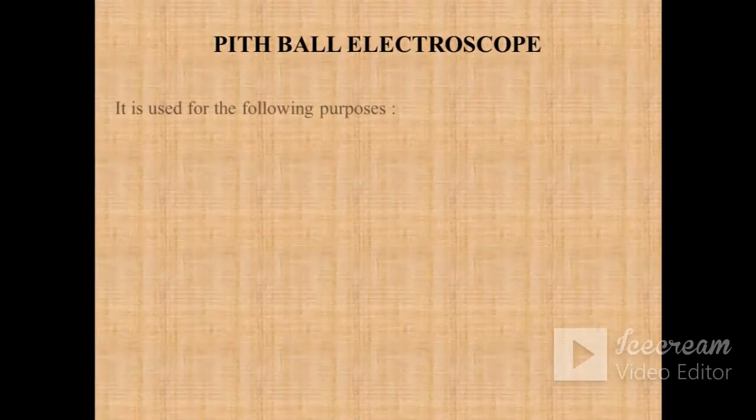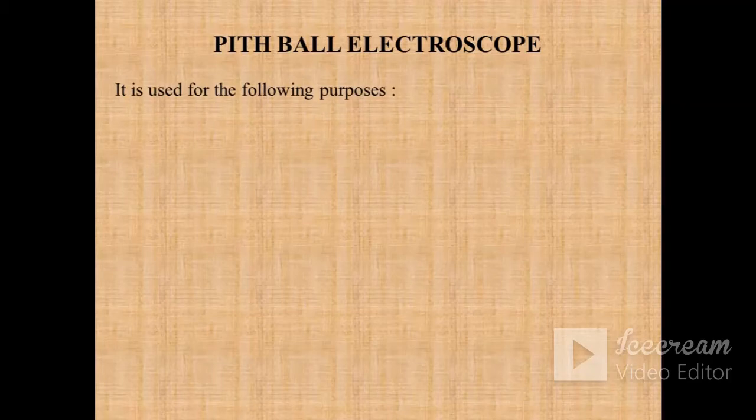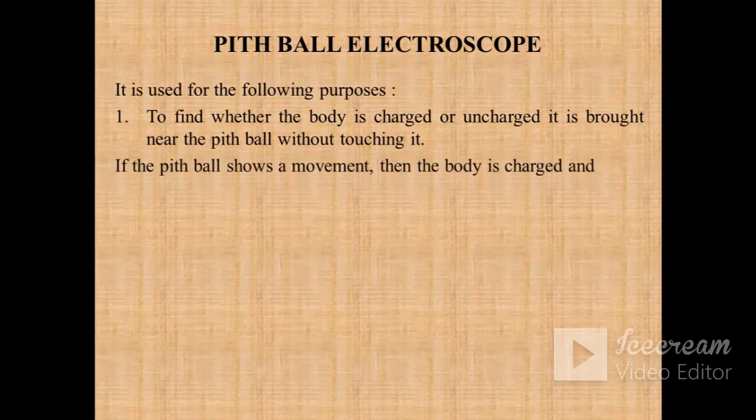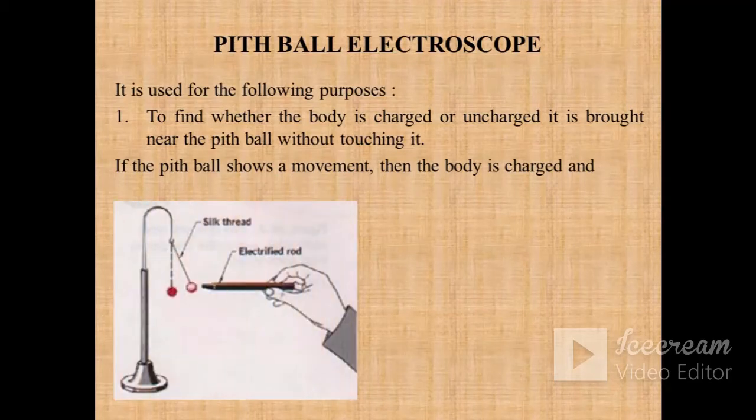Now it serves the following purposes. First is to find whether the body is charged or uncharged. And how is it tested? The body is brought near the pith ball without touching it. If the pith ball shows a movement, then the body is charged, like this. So this is the silk, this is the pith ball, and this is an electrified rod.